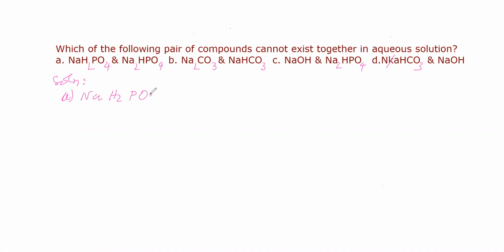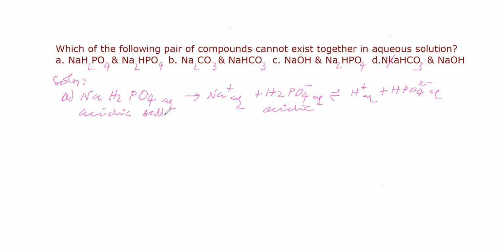In the first option, NaH2PO4 is given. It is called sodium dihydrogen phosphate. When dissolved in water, it ionizes as Na+ aqueous and H2PO4- aqueous. This H2PO4- on dissociation gives H+ ions and HPO4 2- ion. Since H2PO4- gives H+, it is acidic, therefore this salt is called an acidic salt.